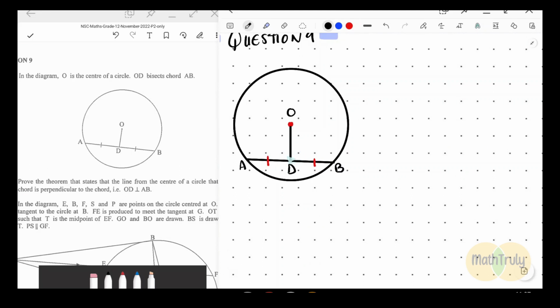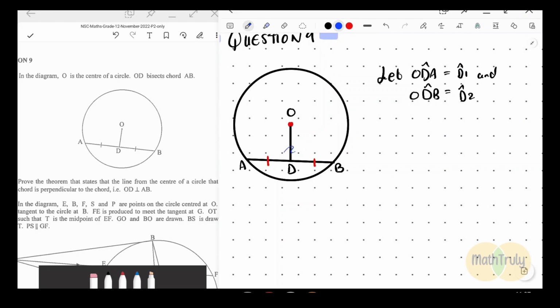Okay, so I'm just going to make this simpler. I don't want to be calling this ODA and ODB. So just to inform them, I'm going to let ODA be equal to angle D1, and I'm going to call ODB angle D2.